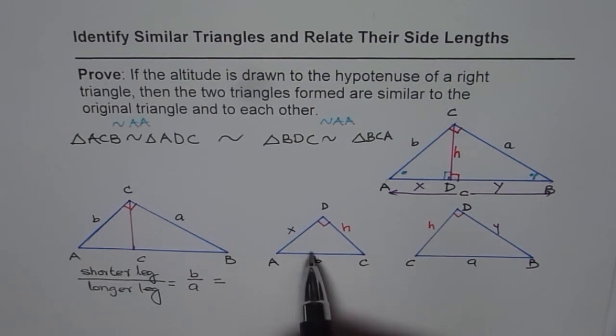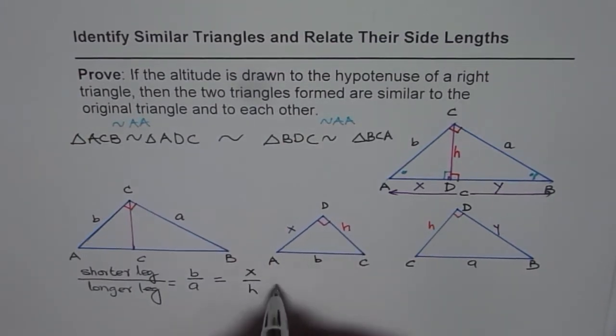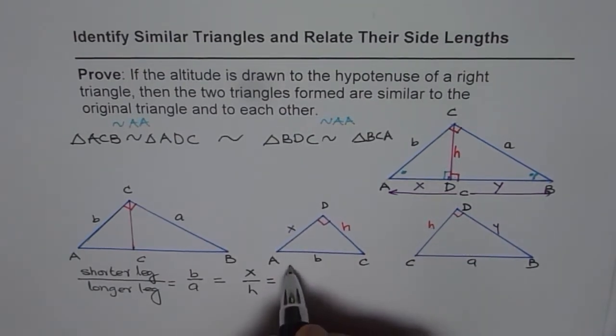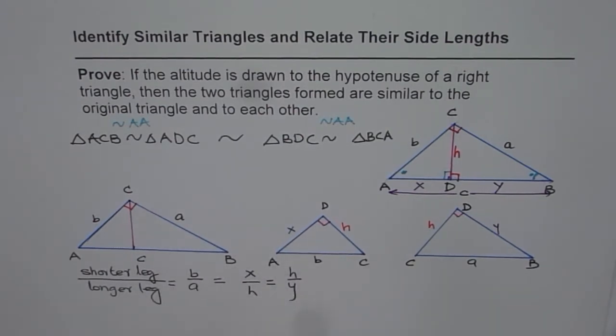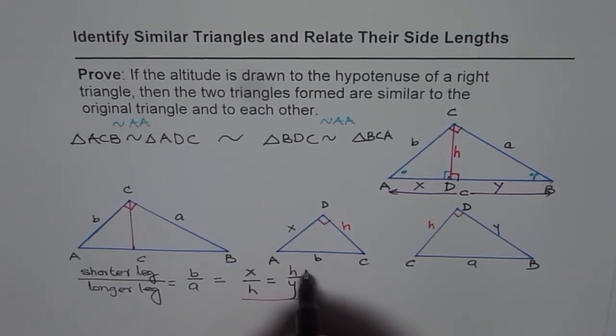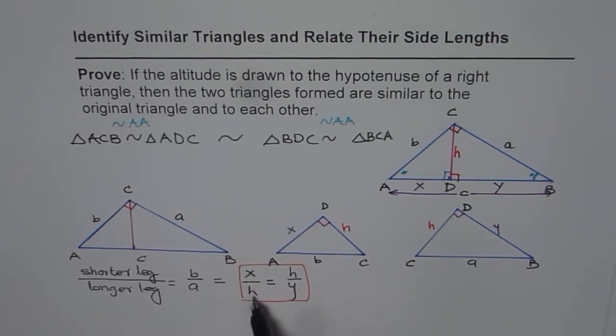But if we consider this triangle, which is triangle ADC, then the two legs which we are talking about are X and H, right? So we have X over H here, which should be equal to, in this case, H over Y, correct? So H over Y. Since we have aligned them, it's very easy to figure out. Now, from here, let me circle the important thing which I want to show you, which is this block: X over H equals H over Y.